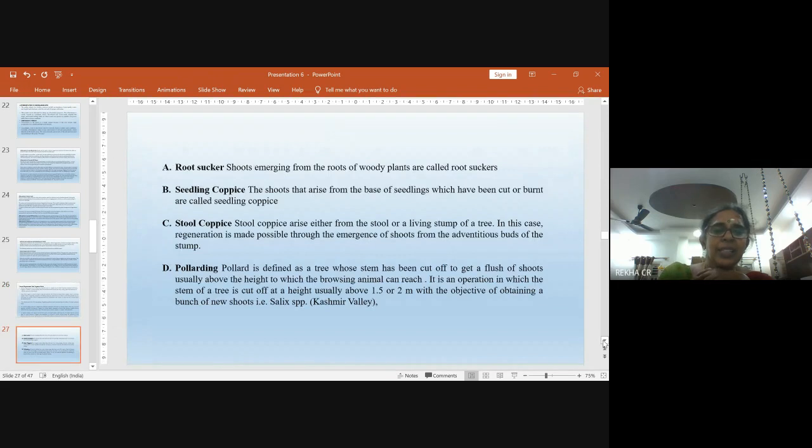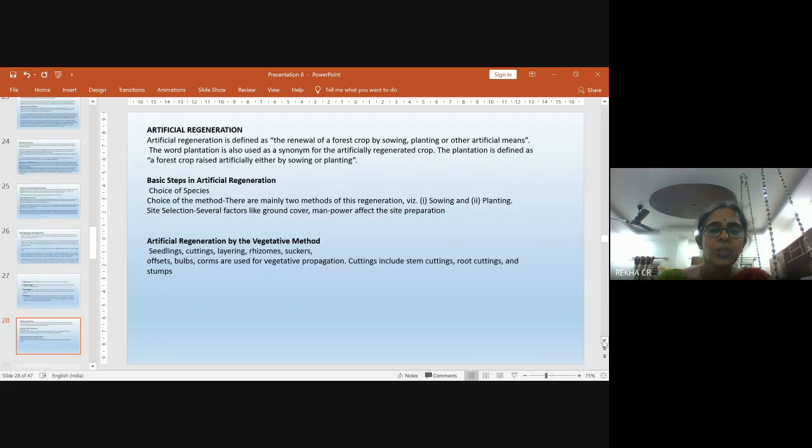So other than this, the vegetative parts include the root sucker, seedling coppice, stool coppice, and pollarding. Pollarding is defined as a tree whose stem has been cut off to get a flush of shoots, usually above the height to which the browsing animals can reach. It is an operation in which the stem of a tree is cut off at a height, usually about 1.5 or 2 meters, with the objective of obtaining a bunch of new shoots.